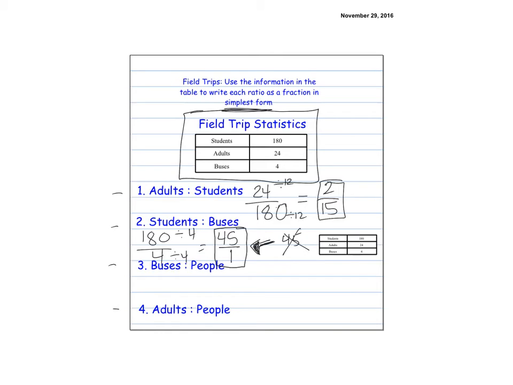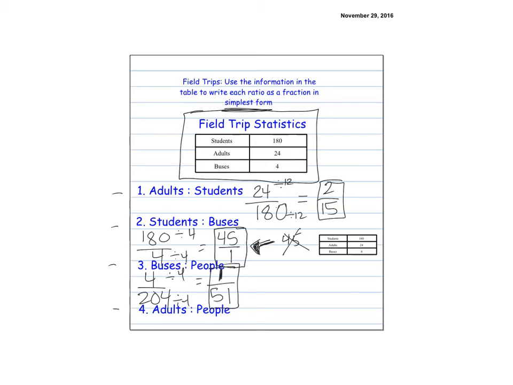Buses to people, so there's 4 buses, and then there's 180 students and 24 adults, so we add those together and we get 204. We know that they can both be divided by 4. 4 divided by 4 is 1. 204 divided by 4 is 51. Again, we keep the 1, which we would anyways in a normal fraction, but now this tells us that there's 1 bus to 51 people.